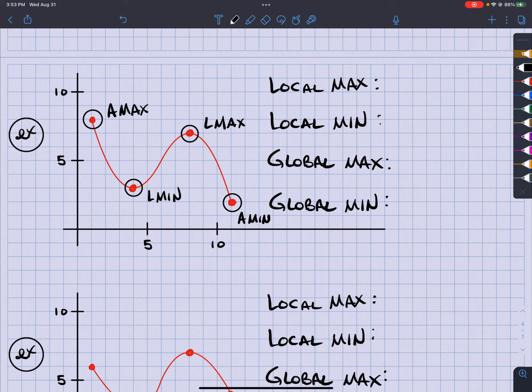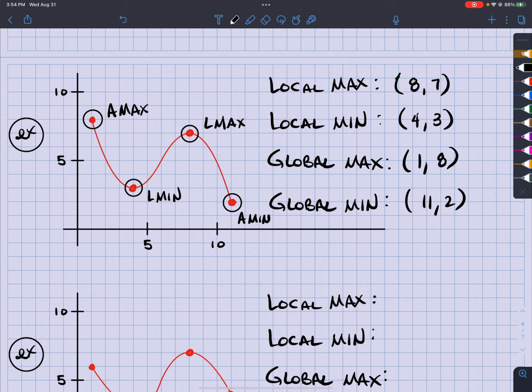Okay, so let's go ahead and say that. My local max here is, what is that, 8.7. My local min is 4.3. My global max is 11.8. And my global min, or my absolute min, is 1.2. There we go.